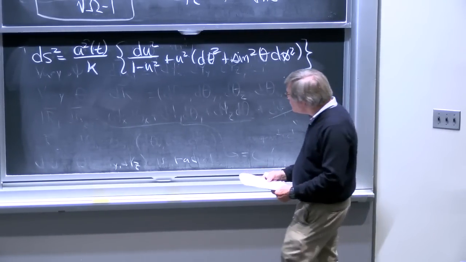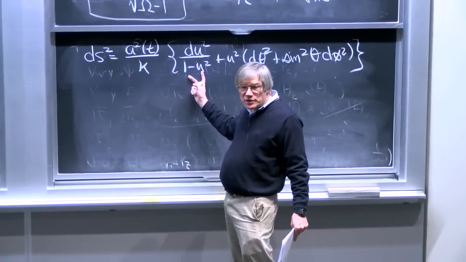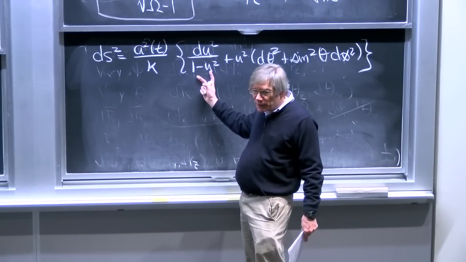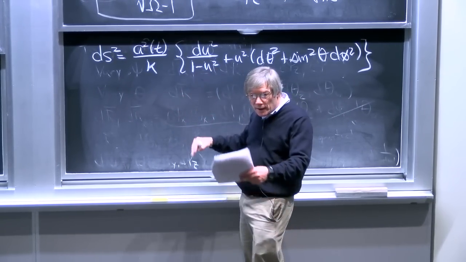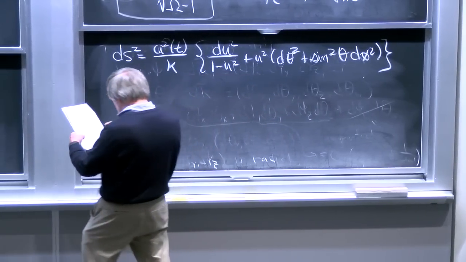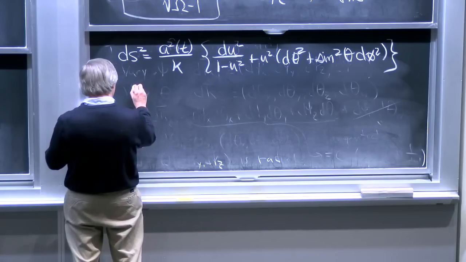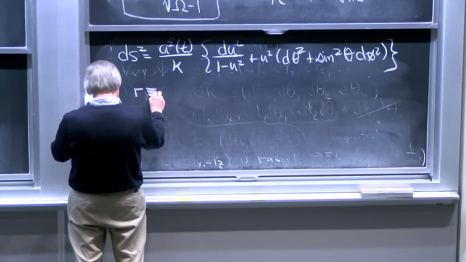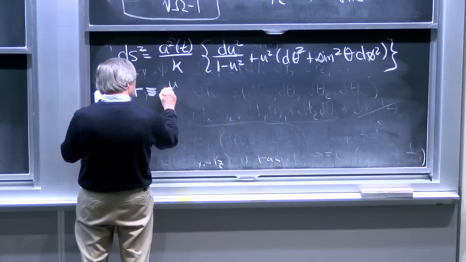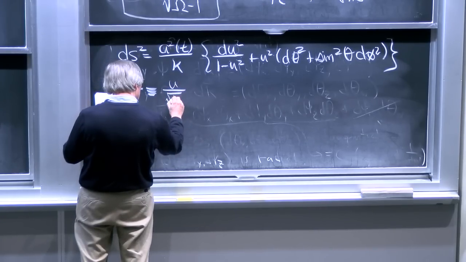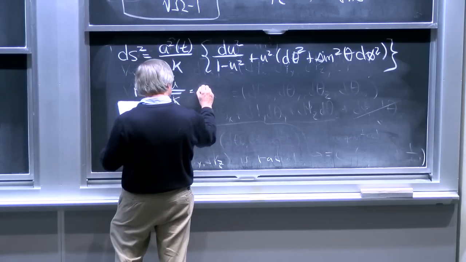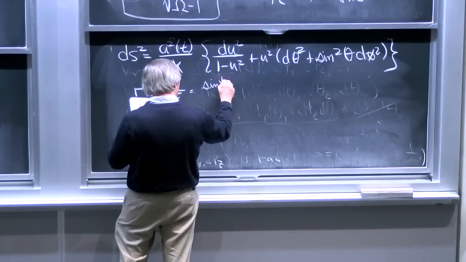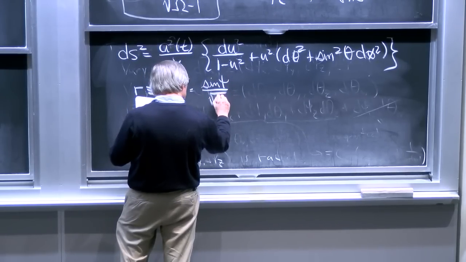And now what I want to do is make one further redefinition of this radial variable, which remember initially was psi, then we let u be equal to the sine of psi. Now I'm going to make one further substitution. I'm going to let little r be equal to u divided by the square root of k to bring this k inside. And that then is also equal to sine of psi divided by the square root of k.